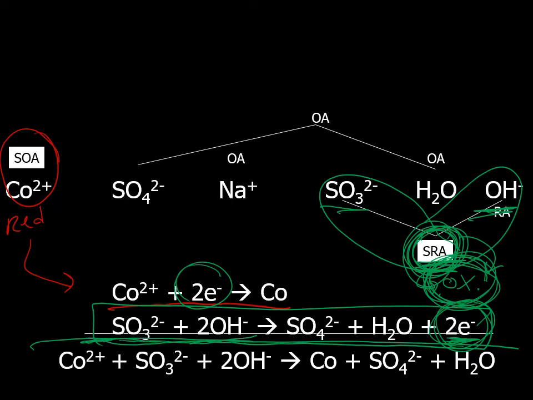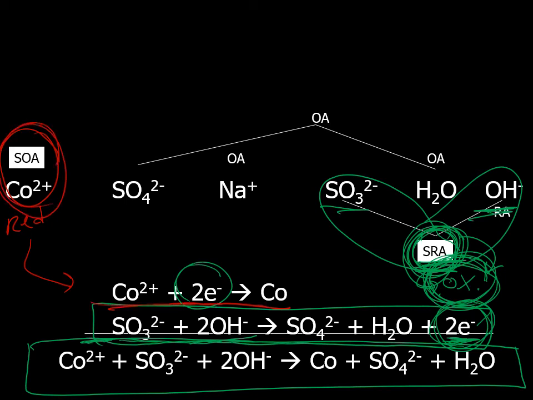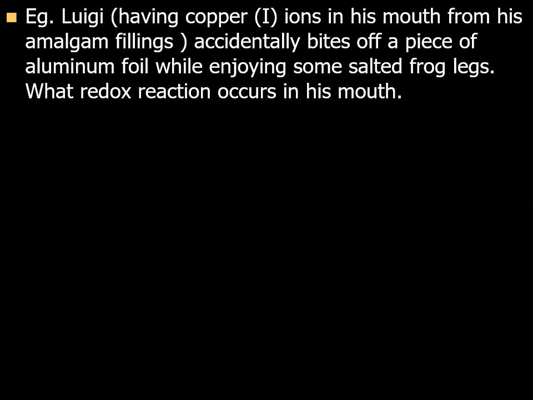This is going to be the reaction that occurs the most in that we have the strongest oxidizing agent, cobalt, going through a reduction, and then we have the strongest reducing agent, hydroxide and sulfite, going through an oxidation. Add them up and we have our overall reaction. All right, try this one on your own.